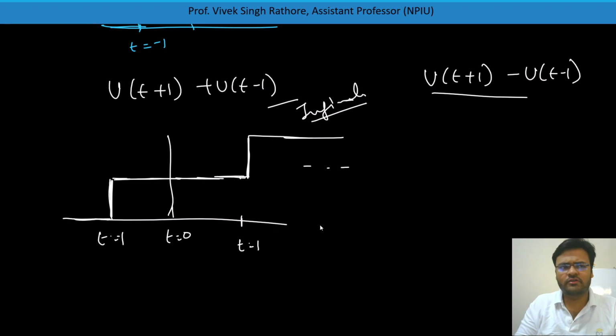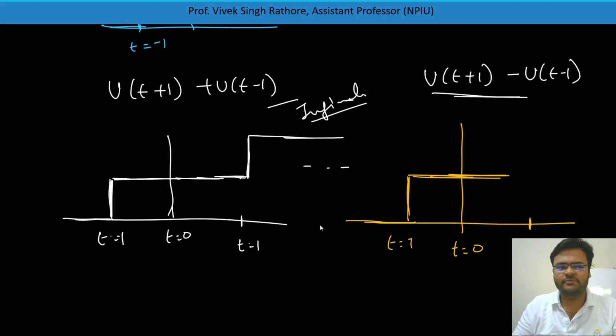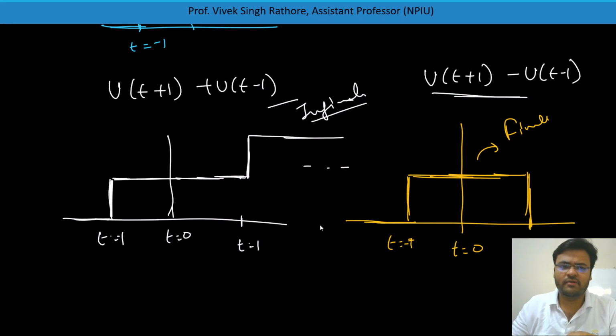Now if you plot the other signal, what will happen? See, this is our plot and t equal to 0. At t equal to minus 1 there is a step change of 1, so it will go on, and there is a step change at t equal to 1 also. At t equal to 1 there is a step change of minus 1, so it will be like this. This is called a finite duration signal, or you can call it a rectangular pulse or gate pulse, but whatever it may be, you need to call it a finite duration signal because it has a finite duration.